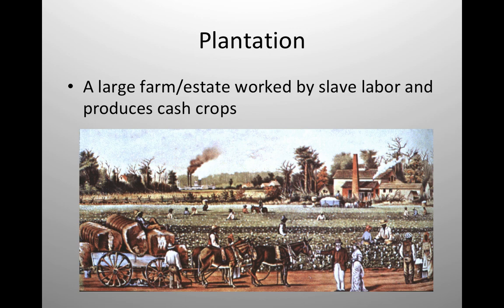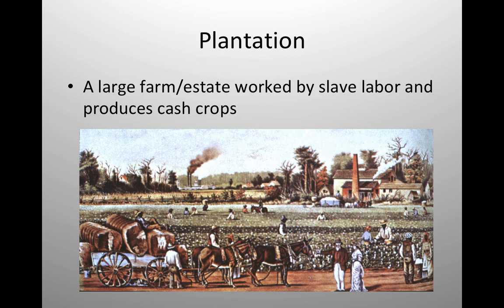So a plantation is a huge farm, primarily worked by slaves, not worked by the owners of the farm themselves, usually worked by slaves, and slaves are run by something called an overseer, or somebody who is in charge, who is paid to manage the slaves.